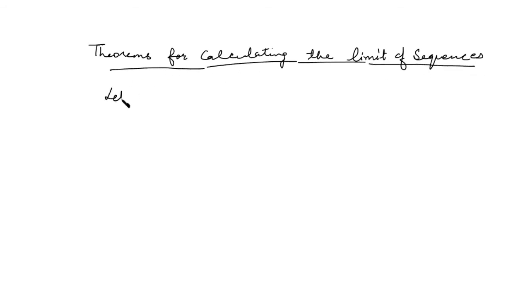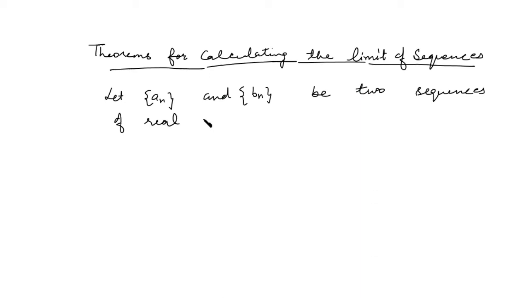Let's suppose you are given two sequences a_n and b_n. These are two sequences of real numbers, and let's suppose both these sequences are convergent. The first sequence is converging to the real number a, and the second sequence b_n is converging to the real number b.